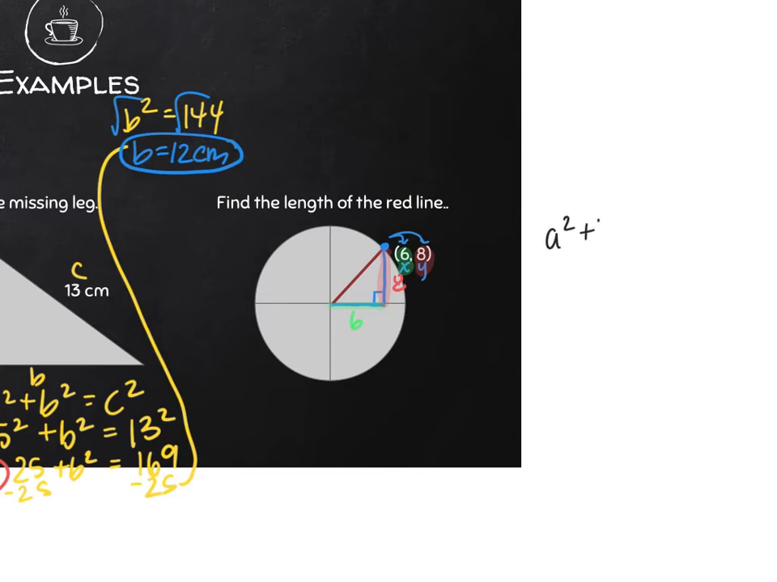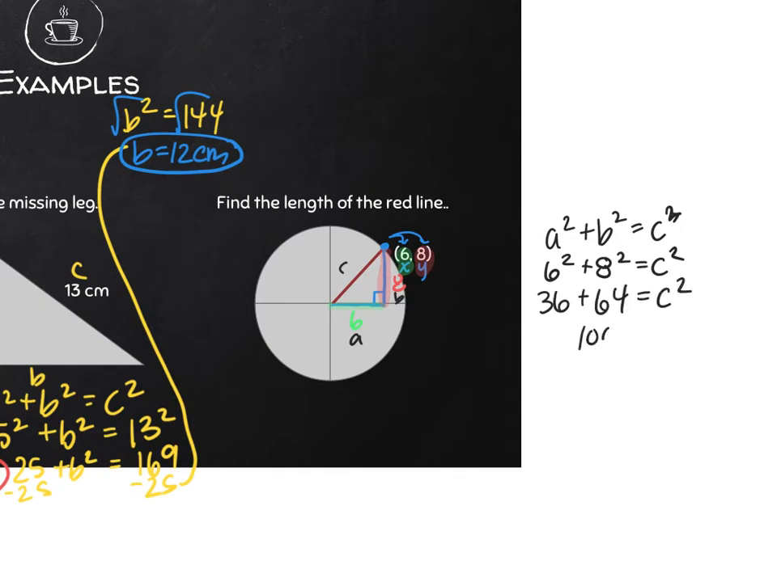A squared plus B squared equals C squared. I'm going to call 6 A and 8 B, and our hypotenuse is always C. So we have 6 squared plus 8 squared equals C squared. 6 squared is 36 plus 8 squared is 64 equals C squared. 36 plus 64 is 100 equals C squared. Now we're going to square root both sides, which tells us that C is 10.